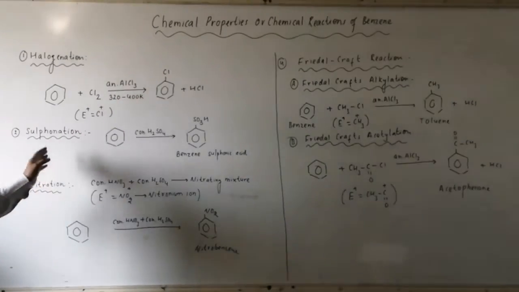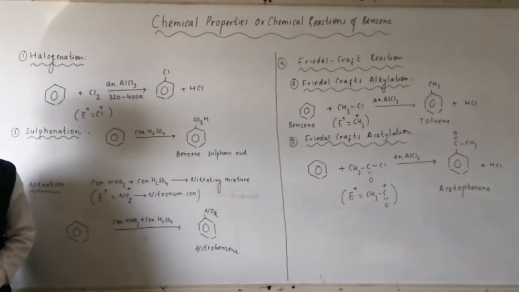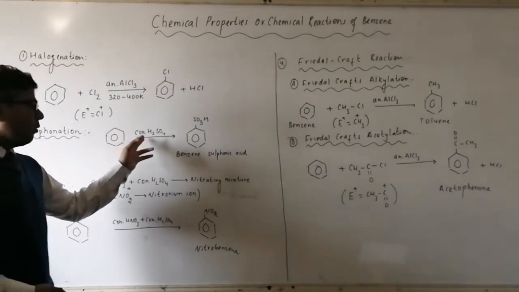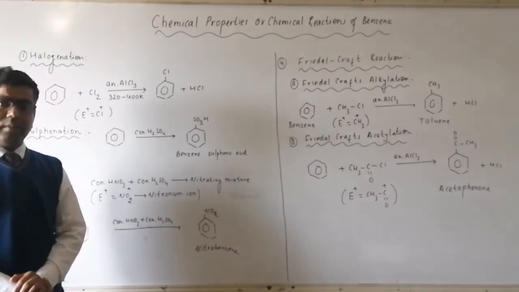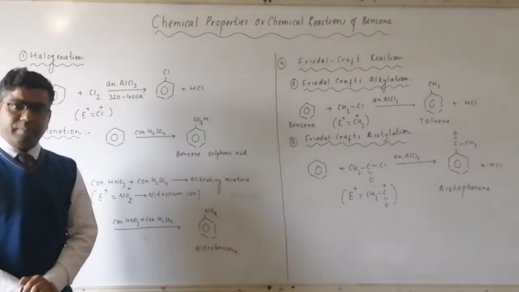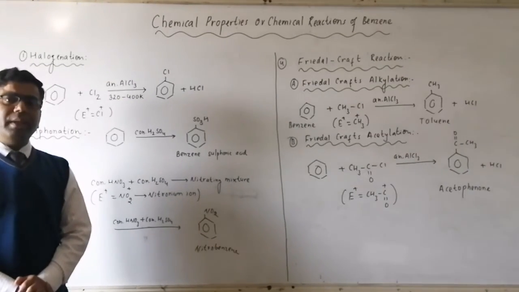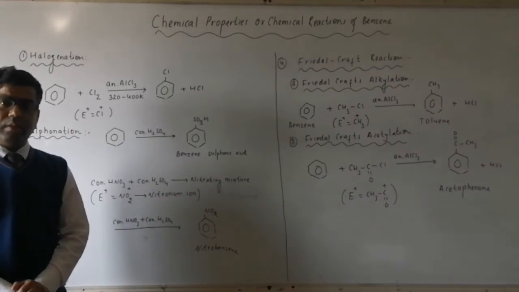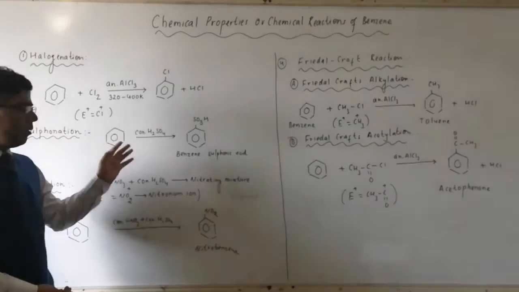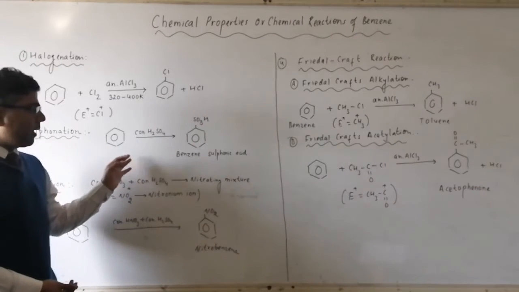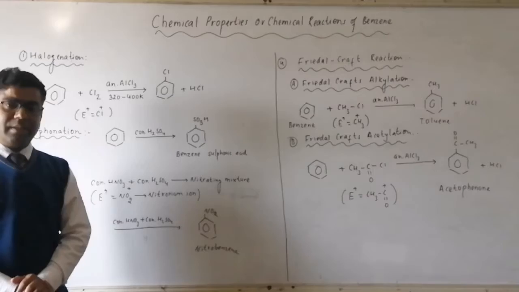Then number two is sulfonation. In sulfonation, we will use concentrated H2SO4. HSO3 plus ion will be generated as an electrophile, and by electrophilic substitution reaction, benzene gets converted to benzene sulfonic acid.